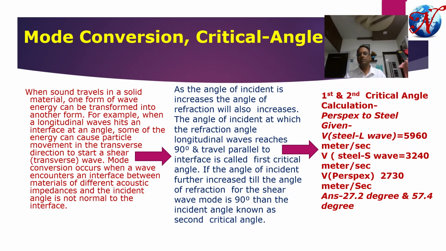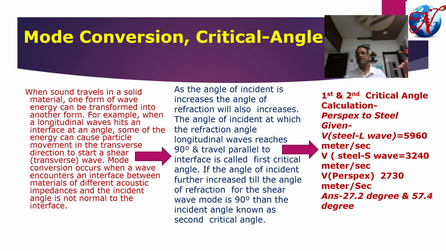The longitudinal wave has a higher velocity, so its angle of refraction will be higher compared to the shear wave. If we increase the incident angle, then at a particular incident angle the longitudinal wave in medium 2 has a refracted angle of 90 degrees, and in that scenario the incident angle is known as the first critical angle. If we increase the incident angle further, such that the refracted angle of the shear wave reaches 90 degrees, then no wave will exist in the medium.